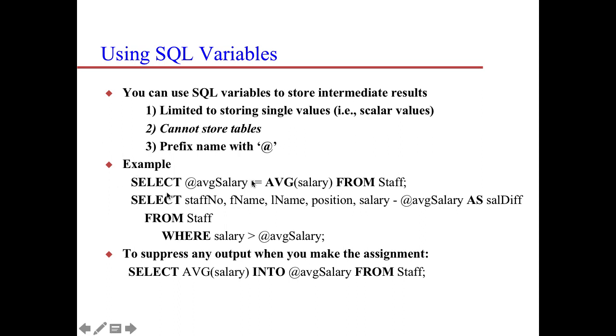At any rate, you need the colon equals, and then you can just put it in both places in the query: minus @average salary, where salary is greater than @average salary. And when you do the select statement right here, where you assign to average salary, it actually produces an output at the command line. If you don't want that, if you want to suppress the output, you would say select average into. So it's a little different. No assignment statement, more stuff to remember. Ugh.